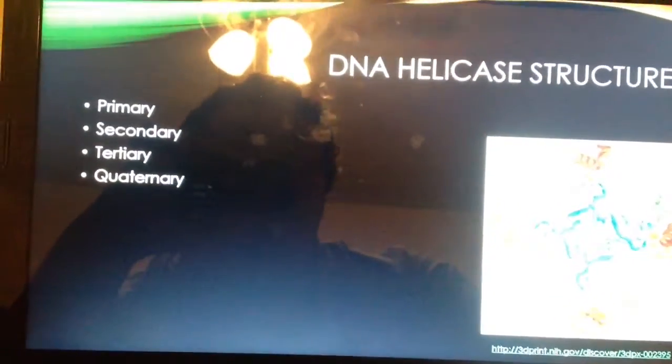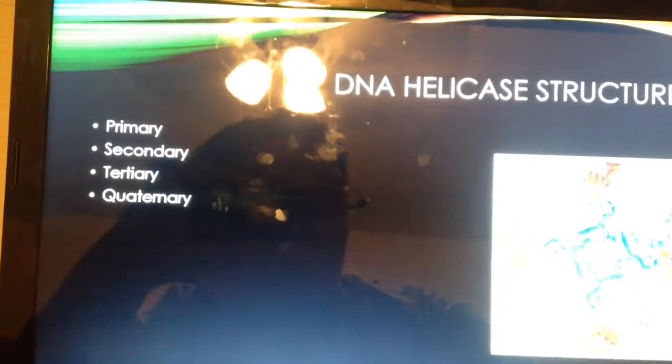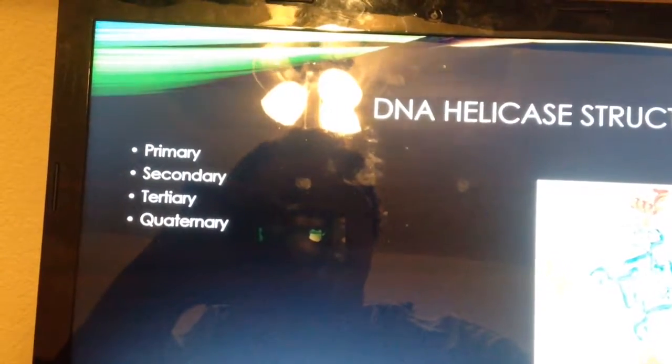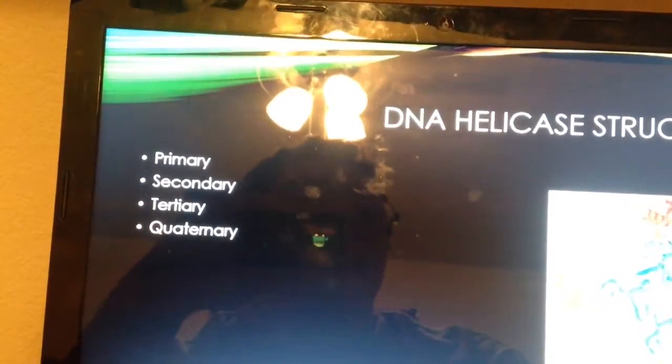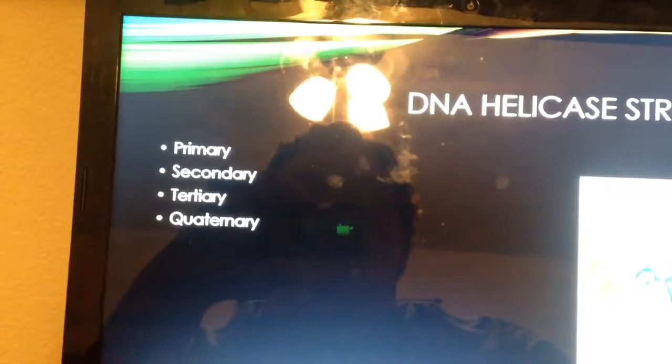So, the structure of DNA helicase. I didn't find any specific amino acid sequence, but one can assume there's going to be just a ton of amino acids and a bunch of different chains formed together. So the secondary structure is going to be how those amino acids form these chains. And a tertiary structure, each one of these chains is going to fold in its own way, and then the quaternary is when all these chains are going to come together.